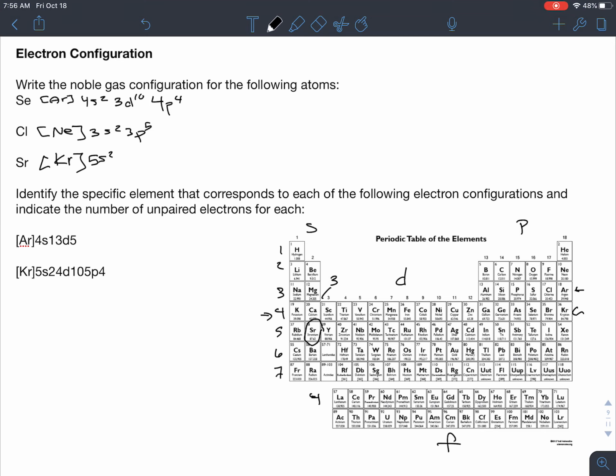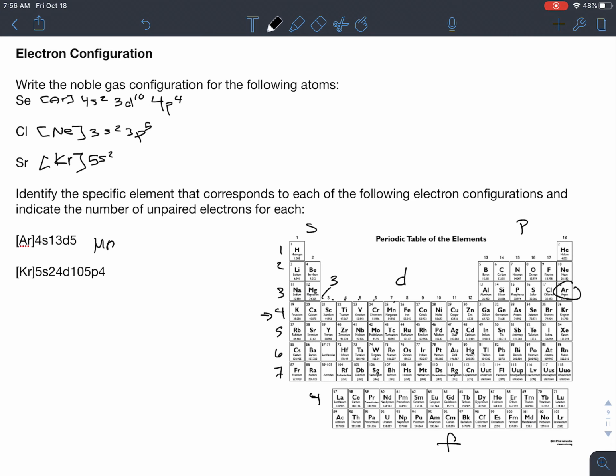So now let's look at these. Identify the specific element that corresponds to each of the following electron configurations and indicate the number of unpaired electrons for each. So now here's a new little lesson. Okay, well, argon. So I'm here. All of the stuff in the top is filled. 4s1, 3d5. 3d5 is 1, 2, 3, 4, 5. Okay, so I have Mn.